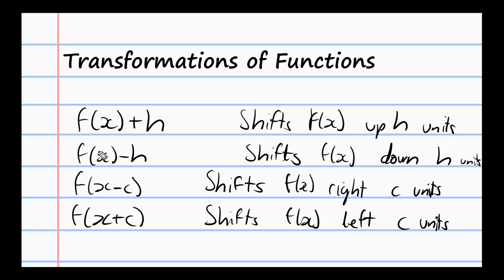So f of x can be any function, and these transformations will still translate f of x. These will always work no matter what f of x is. So when you want to translate it up or down, you just add or subtract a number outside f of x. And if you want to translate f of x right and left, then you have to substitute x minus c or x plus c for every x value that there is inside the function.